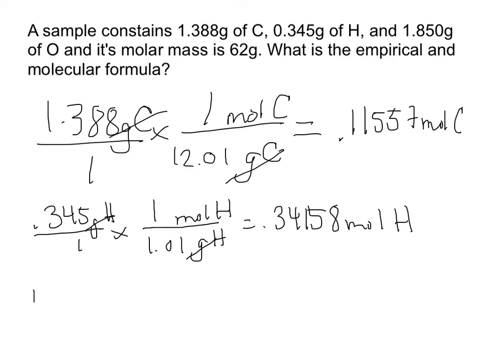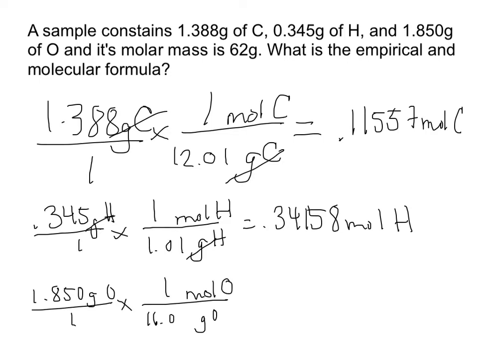Then I'm going to take 1.850 grams of oxygen, put it over 1. I don't want grams of oxygen. Grams goes on the bottom. Moles goes on top. I know in 1 mole of oxygen there's 16.00 grams of oxygen. Grams of oxygen cancel, and I get 0.11562 moles of oxygen.